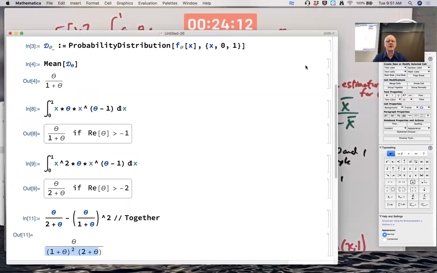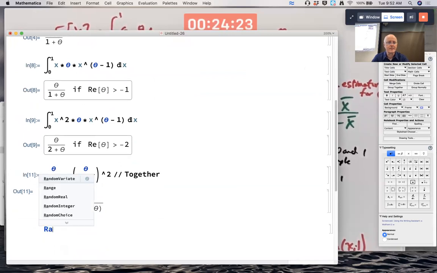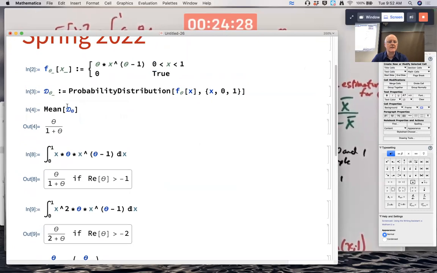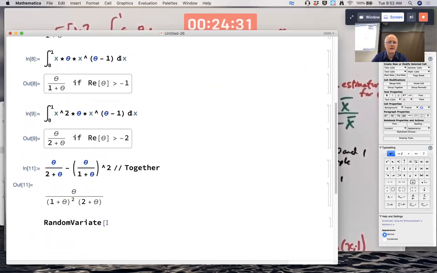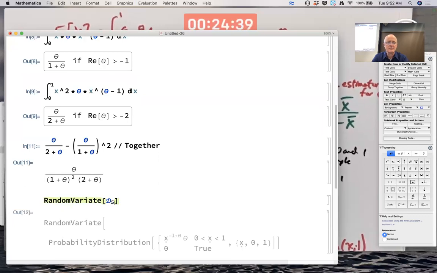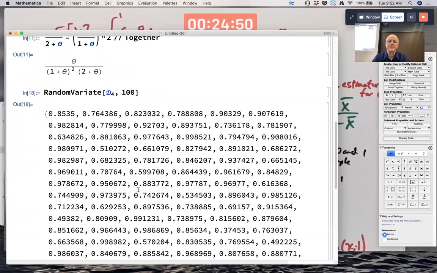Let's go back to simulation though. Once you've used probability distribution to define your probability distribution, then you can use RandomVariate. Use the d theta. There is one observed value. I need a value for theta. Let's let theta be 5, for example. Let's try 4. There's an observed value, a bunch of observed values. Or if I want to say 100 of them, there's 100 of them.